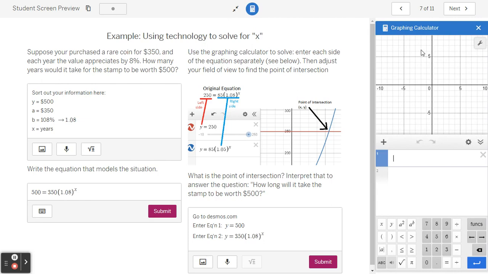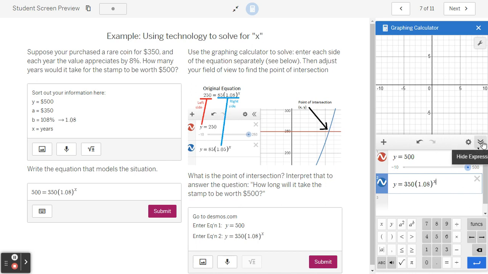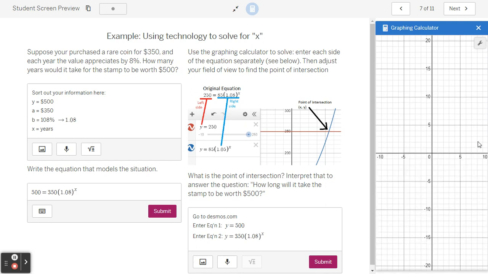So desmos.com, there's a graphing calculator here that I pulled up on the screen. The first equation, I'm using y is equal to 500. The second one, I'm entering my second equation: y is equal to 350 times 1.08 to the power of x. Now, you'll notice that you can't see it on the graph yet, and it's because these two graphs are so far up on this graph that we can't see it.